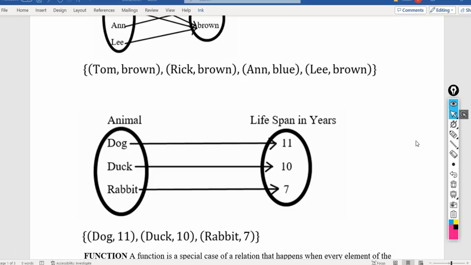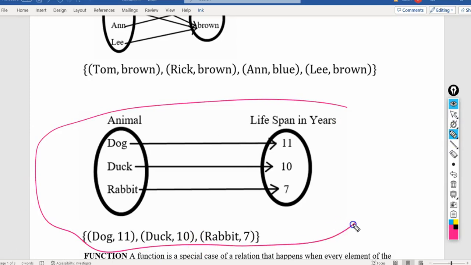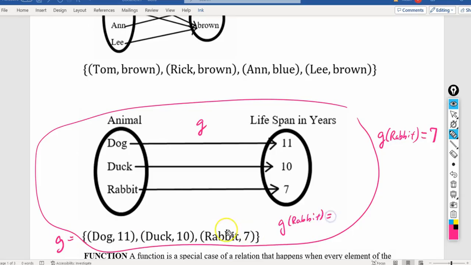Okay, so we did decide that this was a function, so I'll call this g. And where does g take or map the rabbit? And you can see from this picture, g maps the rabbit to a life expectancy of 7. Now, if I call this g, what is g evaluated, or where does g take the rabbit? And you can see here, g maps the first entry into the second entry, and we get the answer 7.